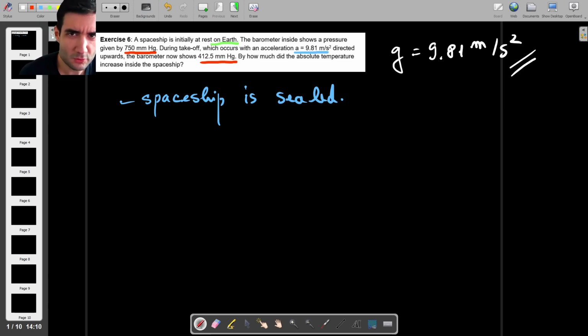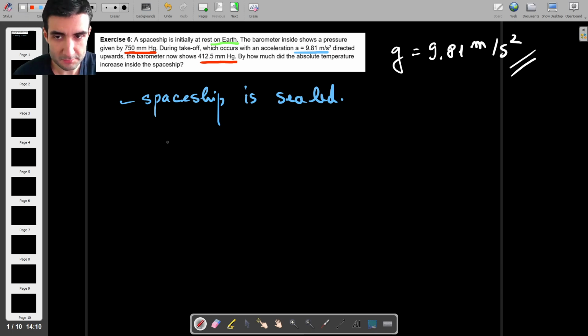It sounds a bit weird because it sounds like a fluid mechanics problem, because we're dealing with barometers, and maybe there's a bit of mechanics involved with non-inertial frames of reference because the spaceship is accelerating upwards. And then all of a sudden, the question hits us with what's the change in temperature. So let's actually think what's happening.